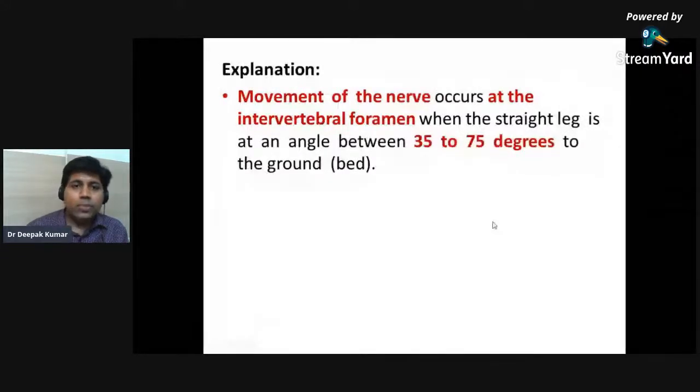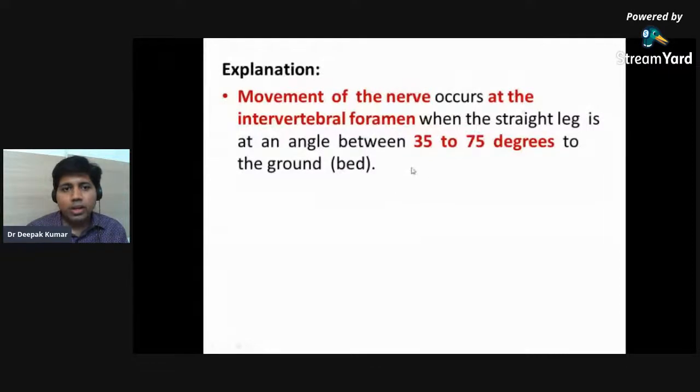That happens when the straight leg is making an angle of 35 to 75 degrees to the ground or bed, depending on where the patient is lying. If he's lying on the ground, it will be the ground, or if the patient is lying on a bed, it will be the bed. And this is the angle at which the nerve has maximum movement. That's when the pain will be produced, because you are stretching the nerve roots that are irritated, and that maximal stretch happens with maximum movement. And again, the angle is 35 to 75 degrees.